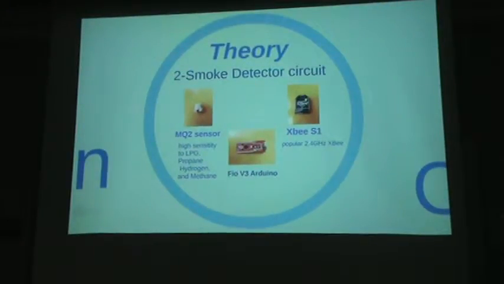Okay, for the smoke detector circuits, we use the M2U02024 sensor because it has a high sensitivity to LPG, propane, hydrogen, and other gases. And we use the XB serial 1 because it's easier to use and popular. And we use the Arduino. We choose it because it has an interface for XB and it's more efficient for the XBs.